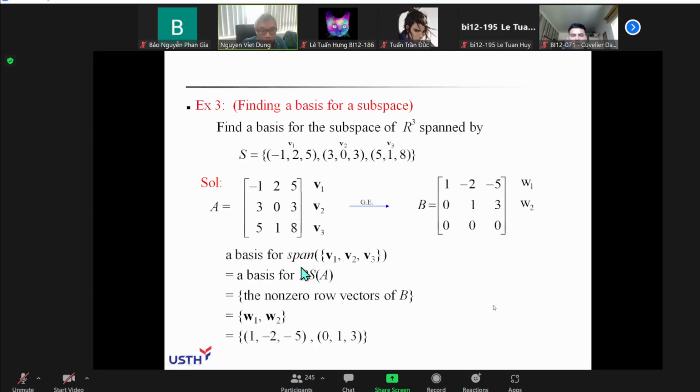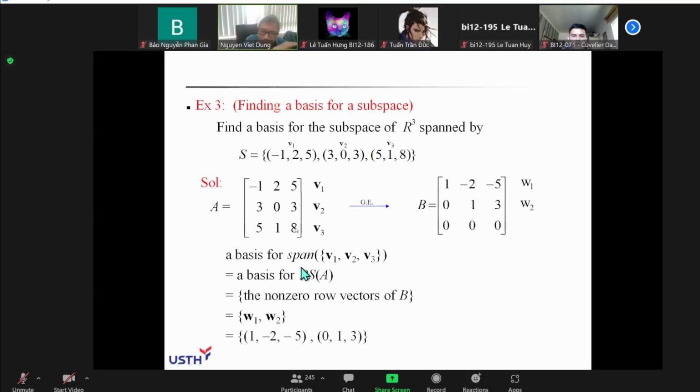The next one will show you another kind of exercise. Suppose that you are given a set of vectors, and here in the example they are v1, v2, v3, and you are required to find a basis for the subspace generated by those vectors v1, v2, v3. And how can you do it? It is very simple. You put v1 to be the first row, v2 to be the second row, and v3 to be the third row.